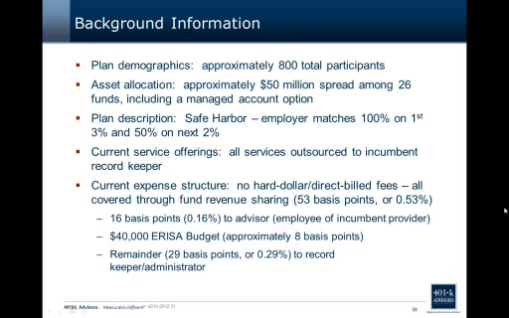The current expense structure was that there weren't any hard dollar billed fees. Everything was covered through fund revenue sharing. And when we did the reconciliation, that came out to roughly 53 basis points of revenue sharing. Of that, 16 basis points was going to the advisor, who was an employee of the incumbent provider. There was a $40,000 ERISA budget, roughly 8 basis points. And the remaining 29 basis points was going to the record keeper for record keeping and administrative costs.